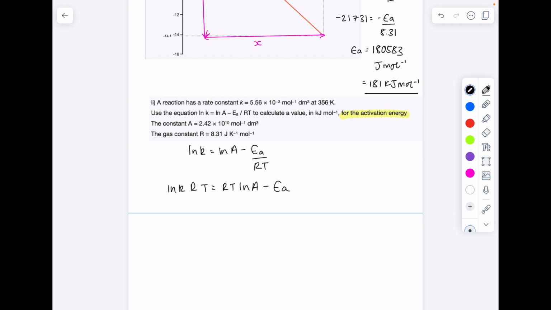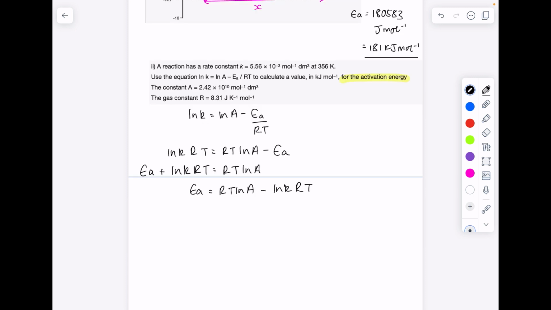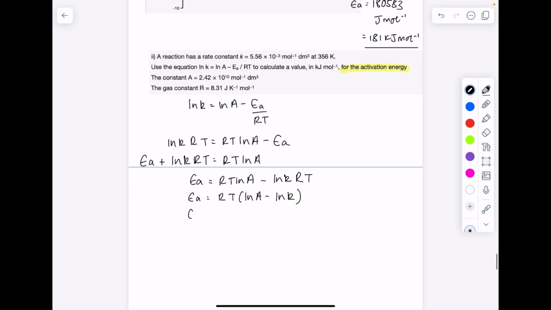I'm going to add the activation energy to both sides. And then just take away that natural log of the rate constant multiplied by R multiplied by the temperature. And then look, let's take RT out as a common factor. Let's substitute in our values. R, remember, the gas constant is 8.31. The temperature we've been told is 356 Kelvin.